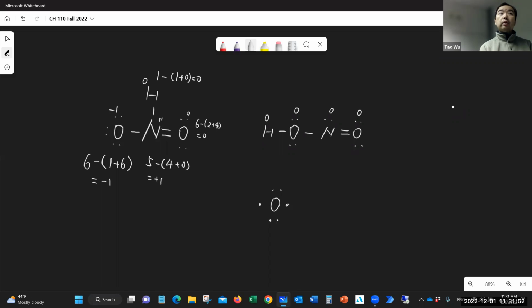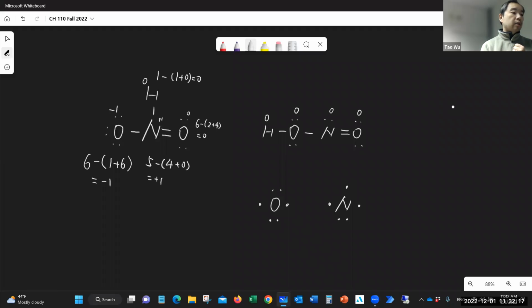Okay, we talk about shared electrons, 1 pair of shared electrons giving you 1 bond. So this oxygen needs 2 shared electrons, so it should have 2 bonds. Generally for oxygen, 2 bonds is the most stable form. Okay, and then if you look at nitrogen, nitrogen has 5 electrons.